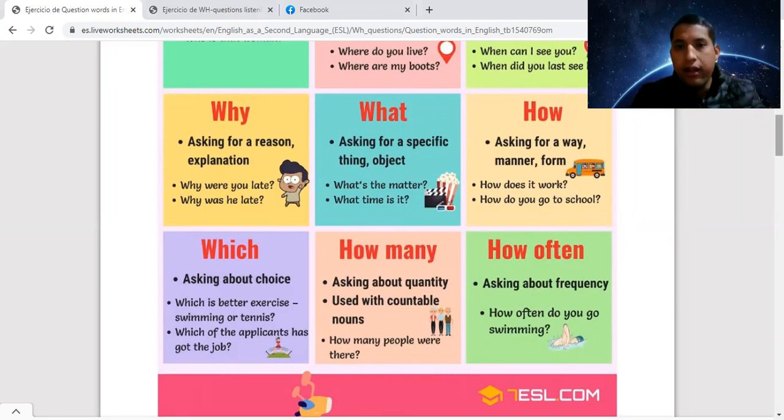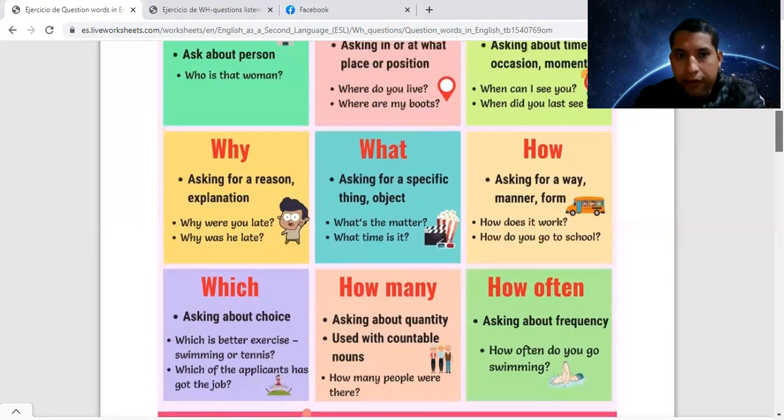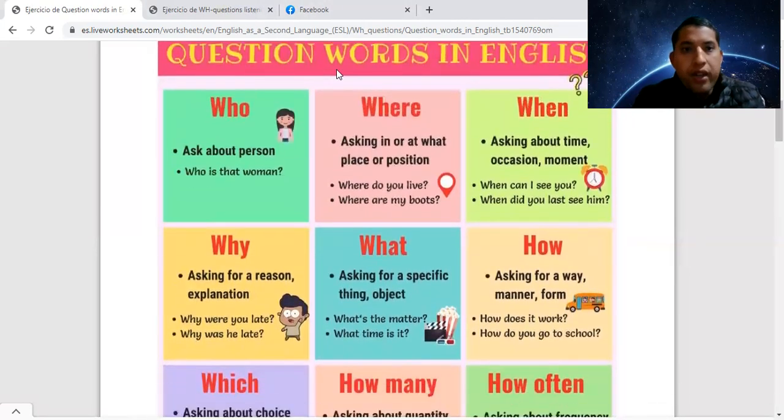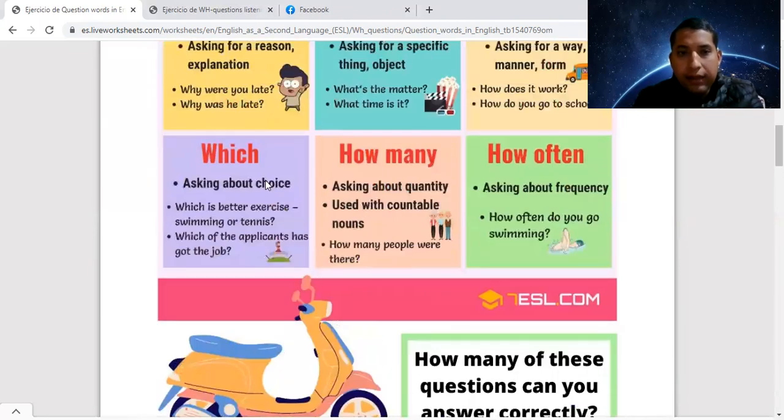All right. Let's continue with the next activity, which is a listening activity. Okay, let's see first, checking the understanding. So who, quién, where, dónde, when, cuándo, okay? Why, por qué, what, qué o cuál, how, cómo, okay? Which, cuál, how many, cuántos, okay? And how often, qué tan frecuente.